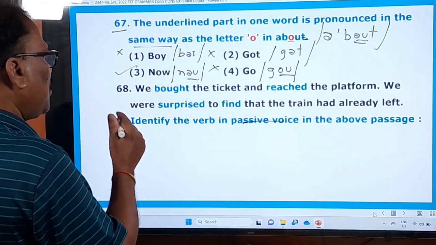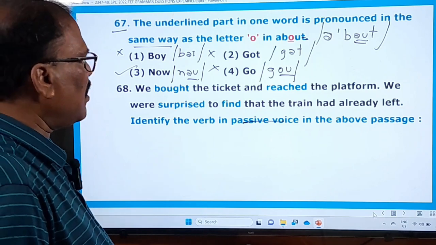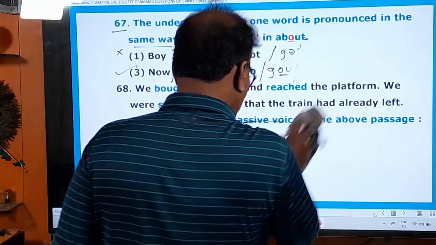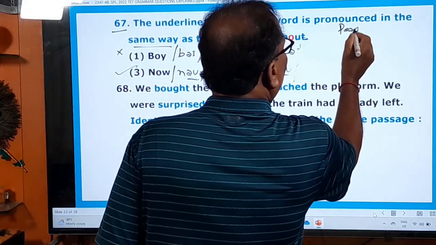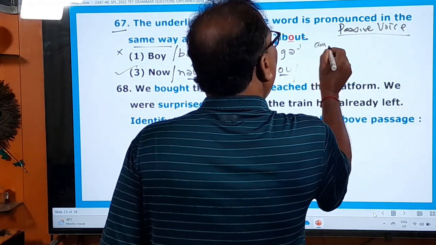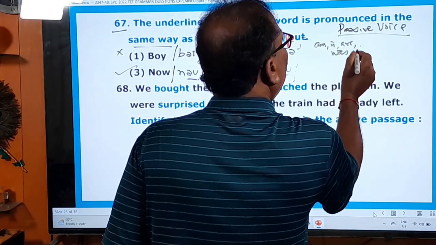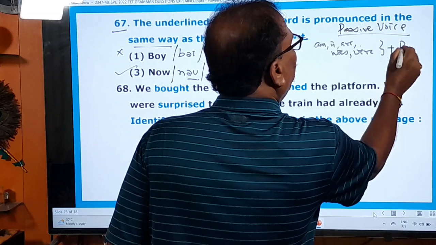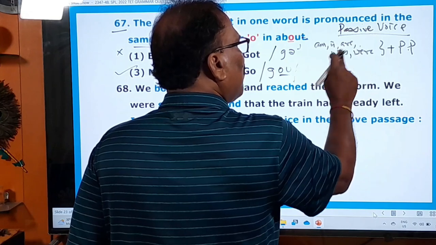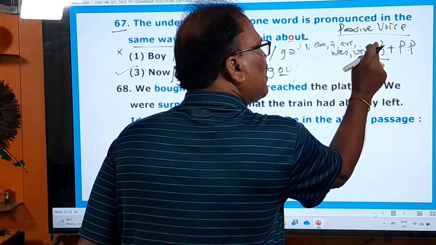Okay. So to find out the sentence in the passive voice, there are certain rules. Please try to understand this tip I'll give you. Let me give you some passive voice features. What are they called? Passivized features. What are the passivized features? Am, is, are, was, were, plus PP, past participle verb. Am, is, are, was, were plus PP. So this is one. Whenever you come across this pattern, you must immediately think, this is passive.